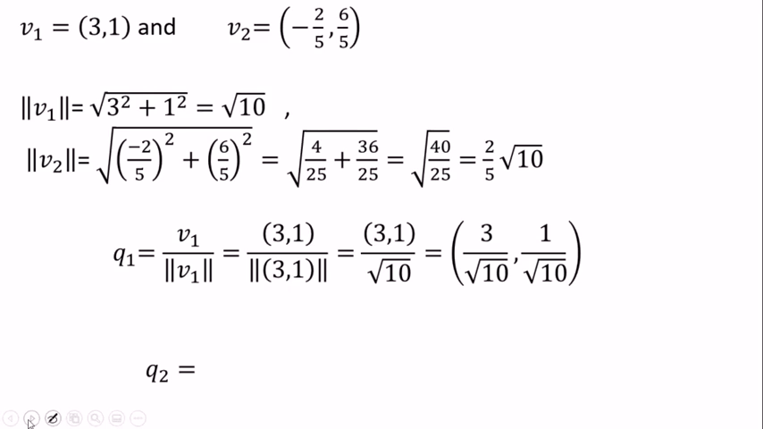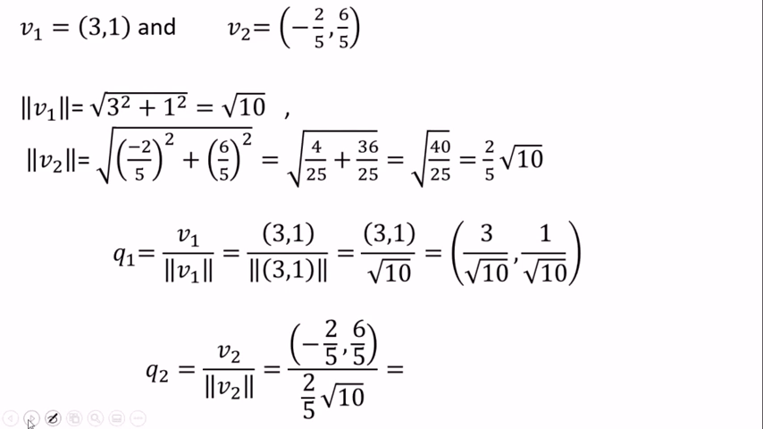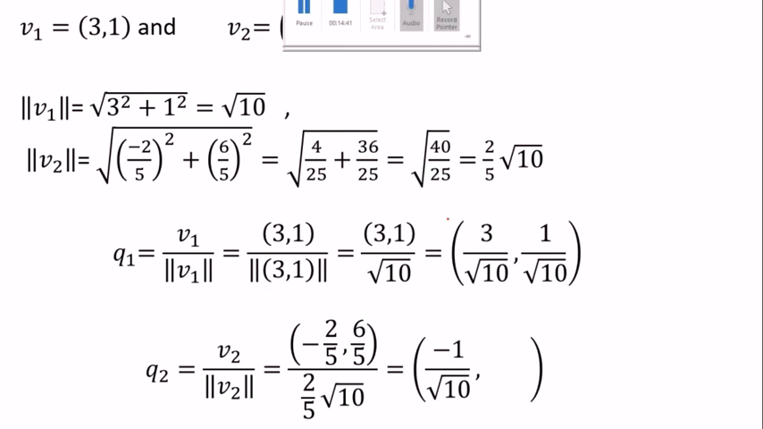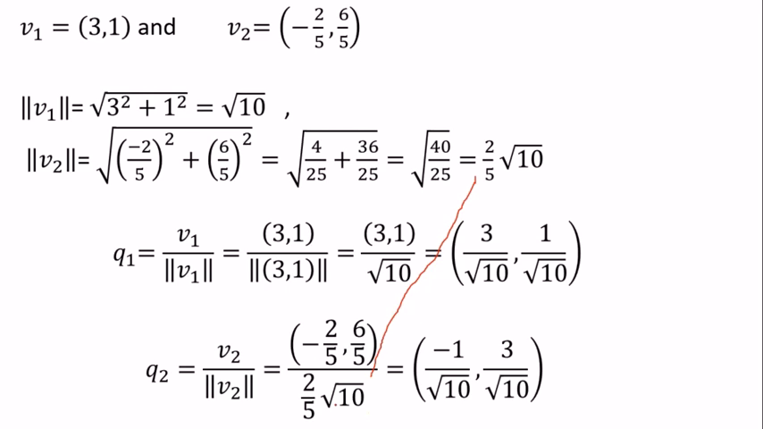Similarly q2 is equal to v2 upon norm v2, where v2 is equal to (minus 2 by 5, 6 by 5) divided by norm of v2. We know that it is 2 upon 5 into root 10, so we are writing this value here. And now simplify. This minus 2 by 5 cancels with this minus 2 by 5, so we'll get minus 1 upon root 10. Similarly here this 6, we'll get this as 3, this 5 gets cancelled with this 5 and we'll get root 10, therefore (minus 1 upon root 10, 3 upon root 10), and this completes the solution.